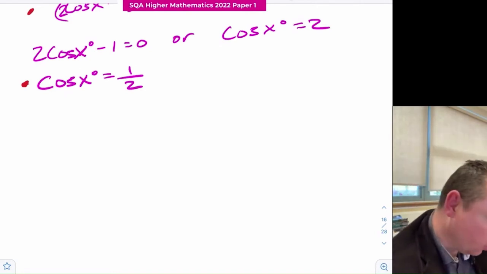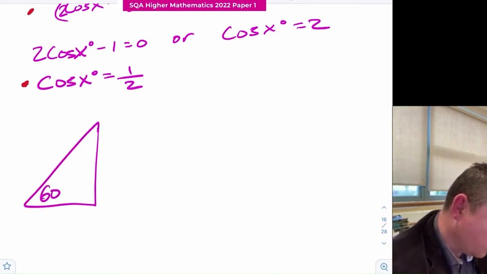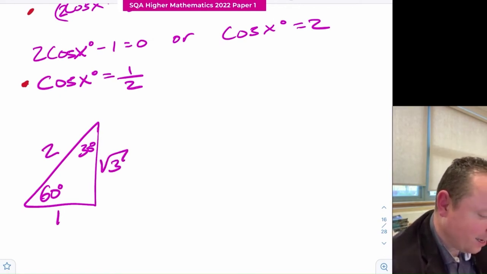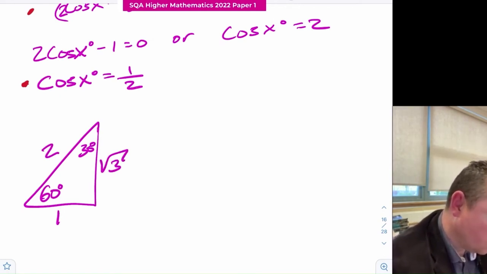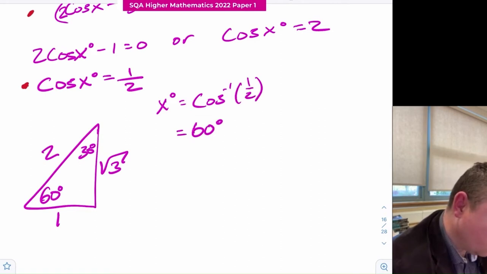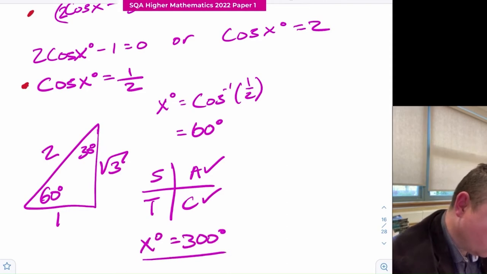It's an exact value, so if you're not sure of them, you can do an exact value triangle. If we had 60 degrees and 30 degrees, that would be 2, that would be 1, and that would be root 3. You should be able to see that the cos of 60 is 1/2 because it's adjacent over hypotenuse. So x° = inverse cos of 1/2, which is equal to 60 degrees. And because of the CAST diagram, we've got the first and fourth quadrant, so x° also equals 300. There's our two solutions for the left-hand side.